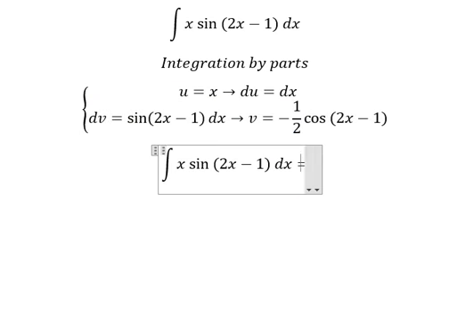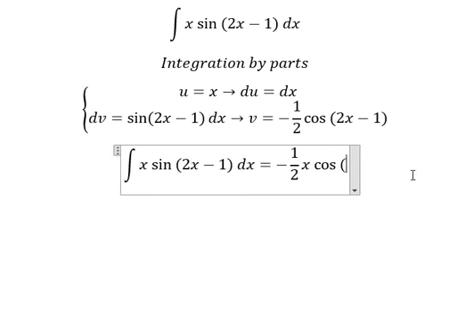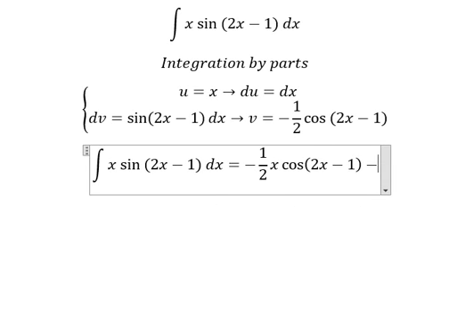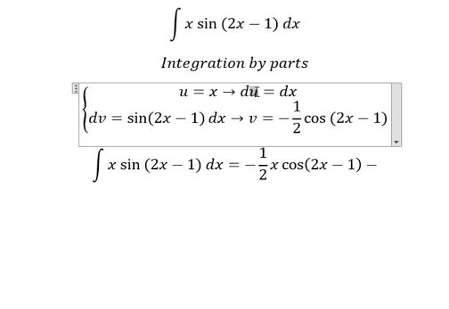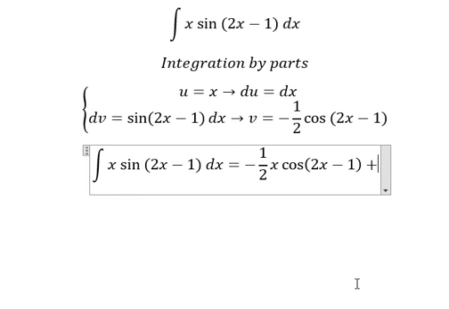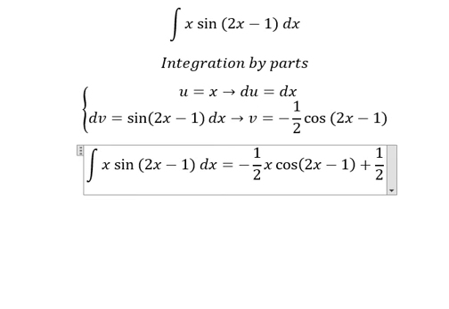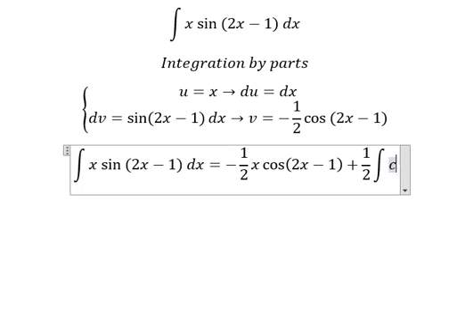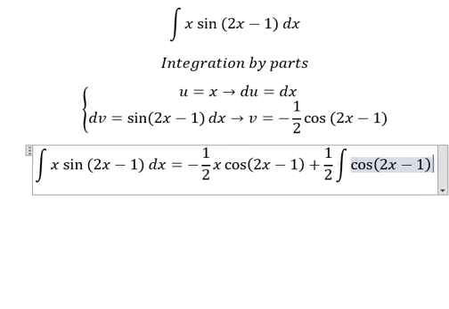So we have u multiplied by v, minus du multiplied by v. So negative and negative, you get positive. And we have the integration of cosine of 2s minus 1 ds.